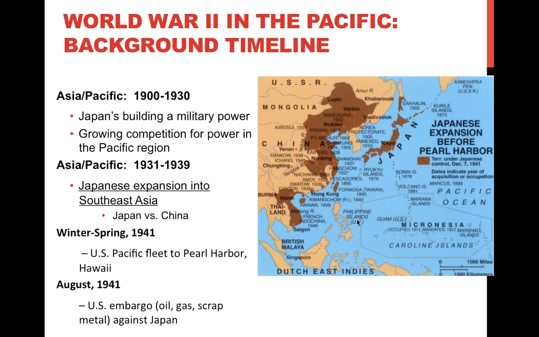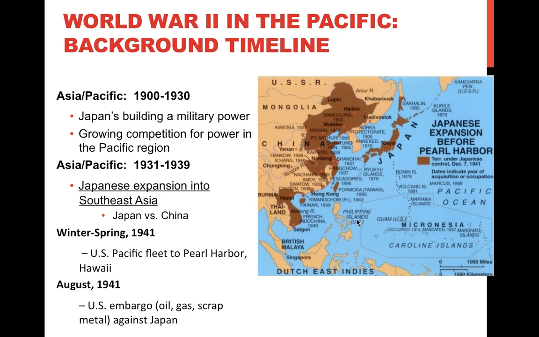The United States does two things in 1941 that will have a huge impact on what comes later. The United States will move most of its Pacific naval fleet from San Diego, California to Pearl Harbor, Hawaii. That's big move number one.